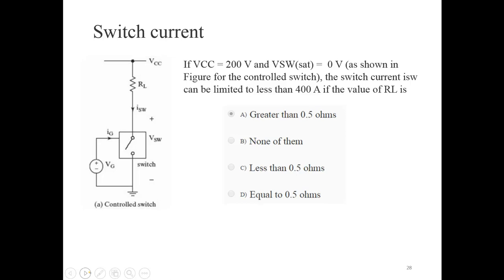Then the current through the switch, as a particular example. If the supply Vs is given, and the switch voltage is 0, and the current is limited to 400 amps, you should be able to find how much the resistance will be, what the resistance must be greater than. I expect you should be able to calculate that, right? If VCC is 200, the voltage is 0, and you limit the current to 400, that means the resistance must be higher than a certain value. We should be able to find that out.